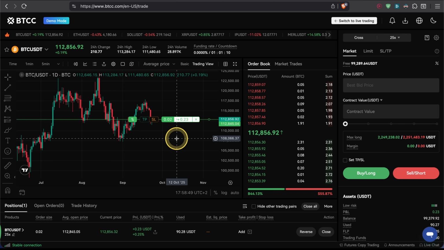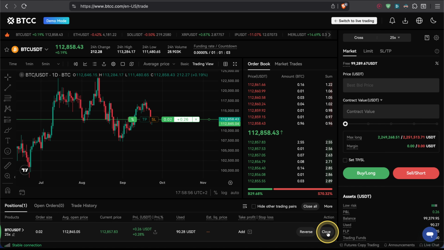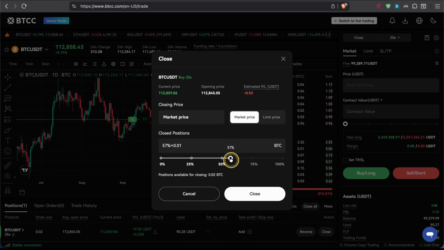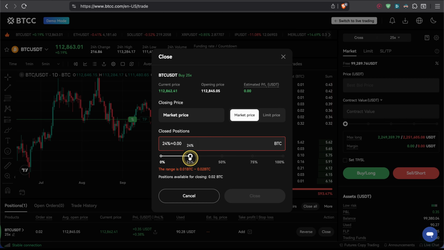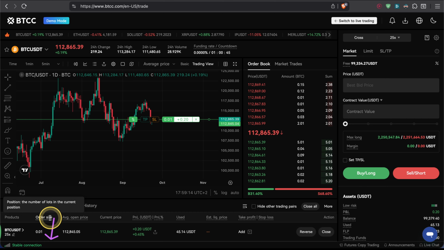So to close parts of our trade on BTCC, we can simply go here to the right at the bottom, click on close, and then choose how much percent of our trade you want to close. 25% is not enough because the minimum is 0.01 BTC. So I need to close around half of my trade. Click on close. And then you can see we've now decreased our position size back down to 0.01 BTC.